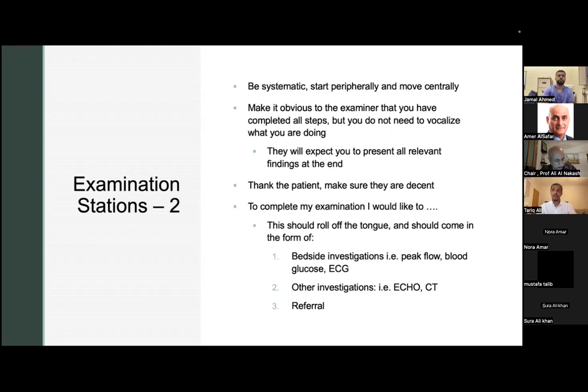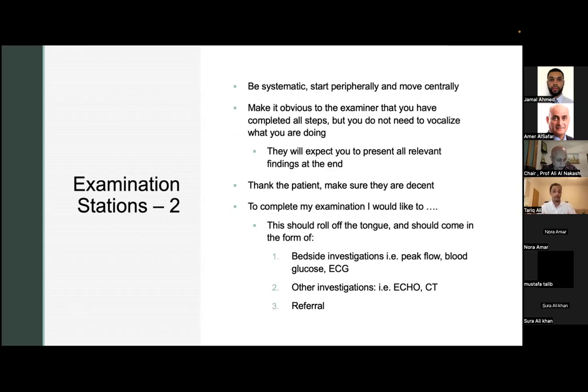So I think I've mentioned some of these points already, but be systematic, move from peripheral to central, and make it obvious to the examiner that you're doing certain things. What you don't need to do is say what you're doing. In my opinion, and to what I've been taught, do not say out loud, I am looking at the hands, I am looking at the nails. But what I would recommend is lift the hands to make it obvious that's what you're looking at. Look at the nails.